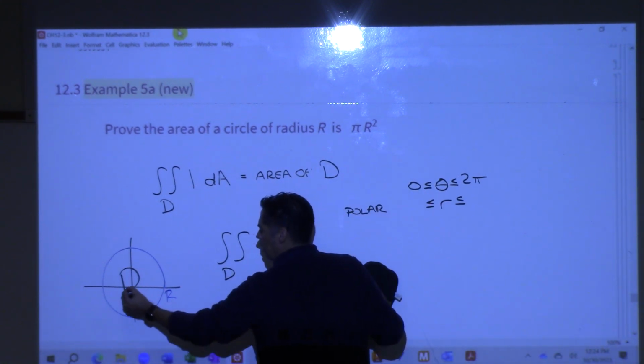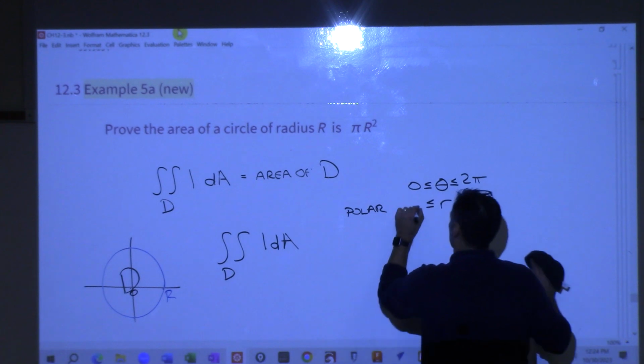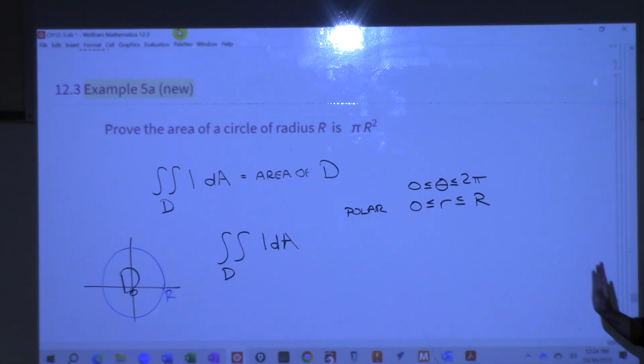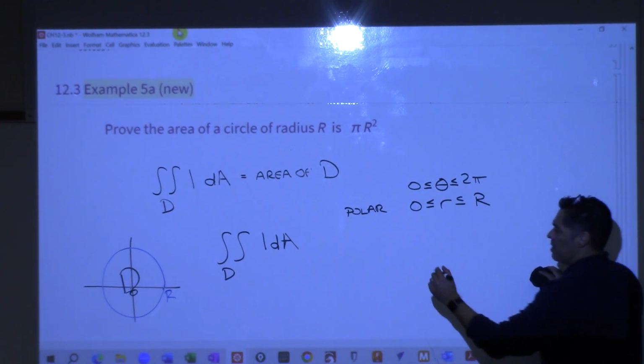What, 0 to what? Big R. 0 to capital R, right? That's what my radius varies between. You're going to go all the way around. Your radius goes between 0 and capital R. And now we set up the double integral.